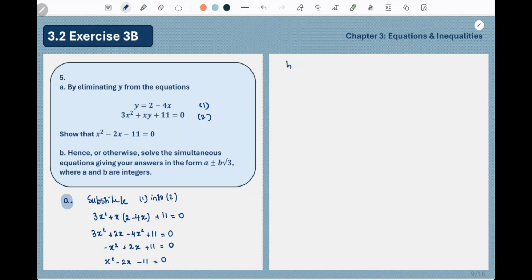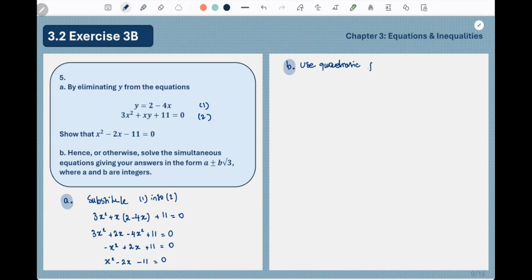For part B, you can see we've done the same thing and we got to the required equation that they've asked us for. Hence, solve these simultaneous equations, giving your answers in the form a plus or minus b square root of 3, where a and b are integers. I believe for this one I cannot use the factorization method to solve it, so I'm going to use the quadratic formula.